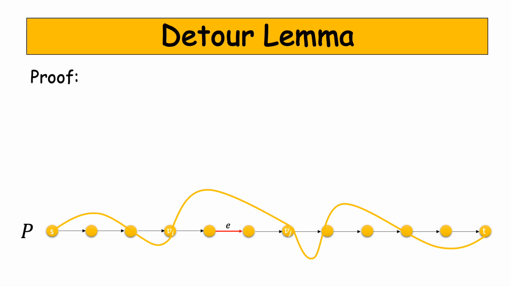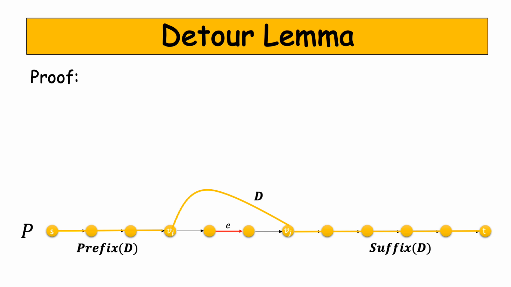The proof is very simple. Let the yellow path be the shortest path from S to T in the graph G minus E. As you can see, the yellow path goes out and in from the path P a couple of times, and the idea is that it's enough to do so only once. The path from S to Vi can be replaced by the shortest path of P from S to Vi, because P is the shortest path. The same is true for the path from Vj to T. And now we got the desired form of the path, a concatenation of prefix D, D, and suffix D, where D is a detour skipping E.